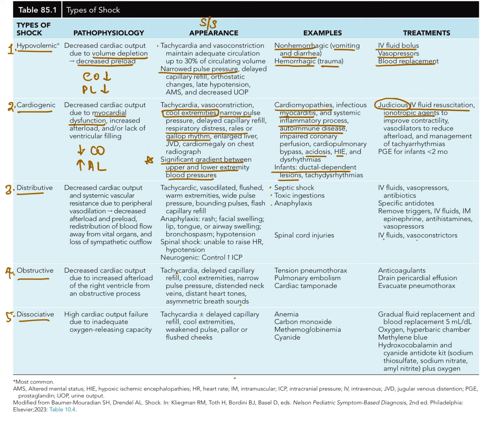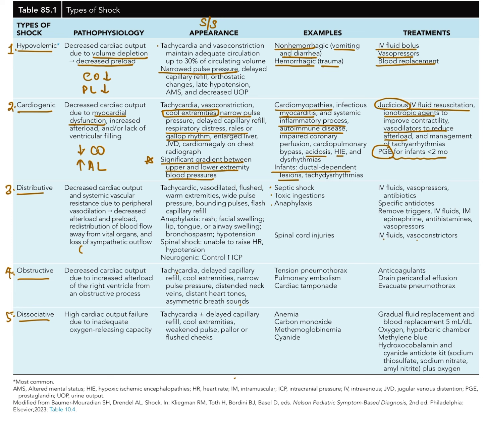Inotropic agents are the second line agents to improve contractility, vasodilators to reduce afterload, and management of tachyarrhythmias. Prostaglandin E for infants less than 2 months old having duct dependent lesions, in which we are suspecting duct dependent lesions. Third type of shock is distributive.